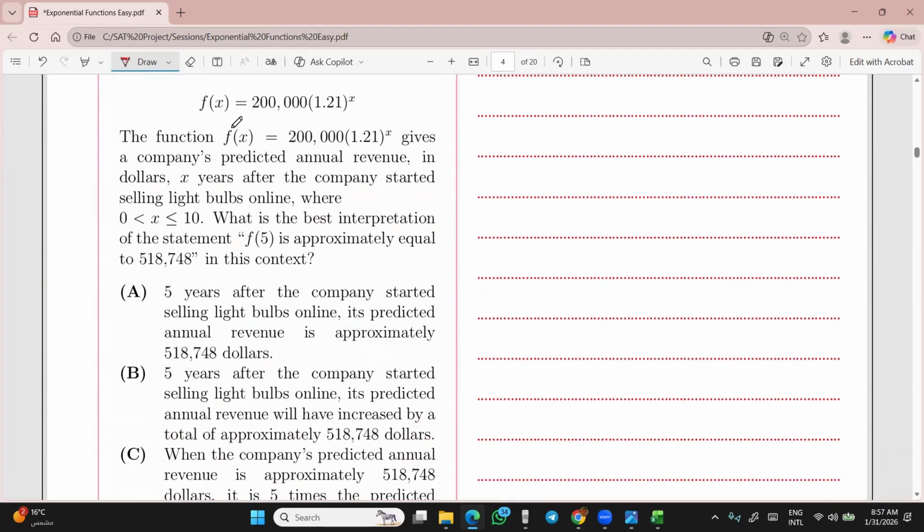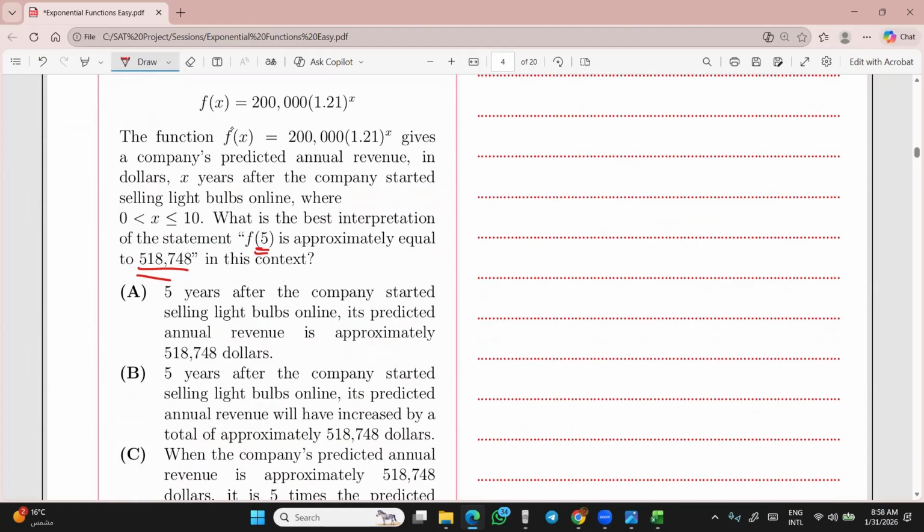Number 7, f of x is equal to this. The function f of x gives the company's predicted annual revenue in dollars x years after the company started selling light bulbs online, where x is between 0 and 10 inclusively. What is the best interpretation of the statement? f of 5 is approximately equal to this. Here, the same idea we can consider.